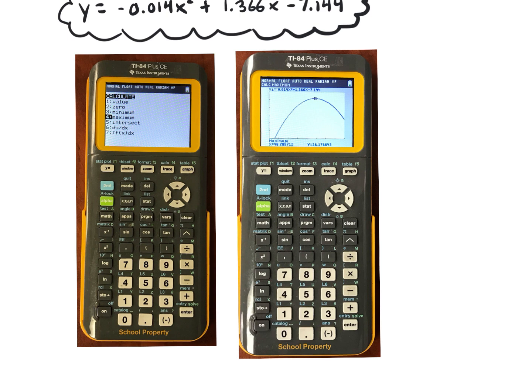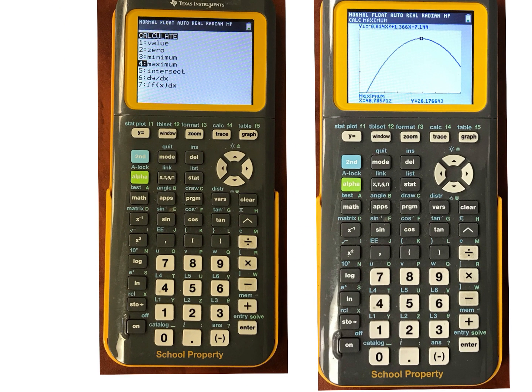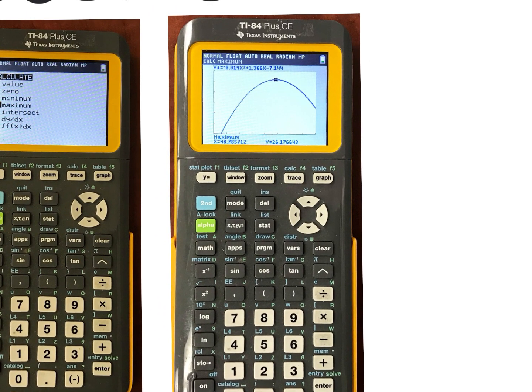So to get to this function, we want to get to calculate. You hit second trace, because right above trace it has the word calc. So you hit second trace, and that leads you to this screen. Here we want to select option 4, so you can either scroll down or just hit 4. Your graphing calculator is going to ask you a couple things. First, it's going to say left guess. You'll have your little cursor, and it wants you to be anywhere to the left of the maximum. You don't even need to be that close. You'll bring your cursor somewhere around here, and you'll hit enter.